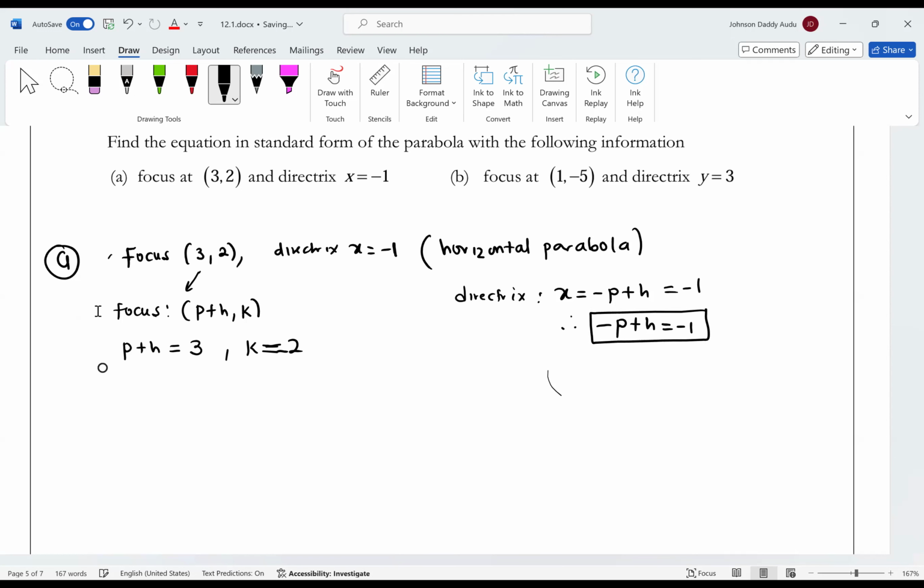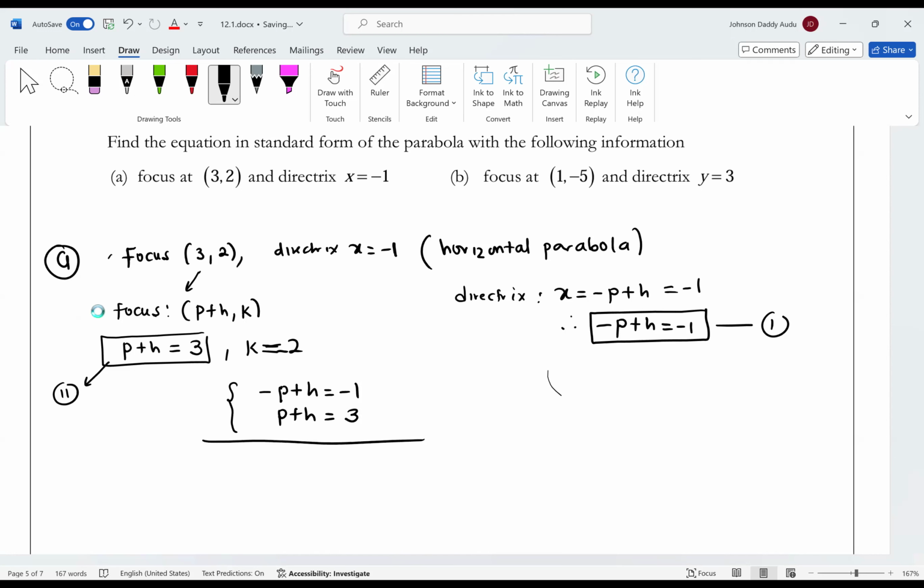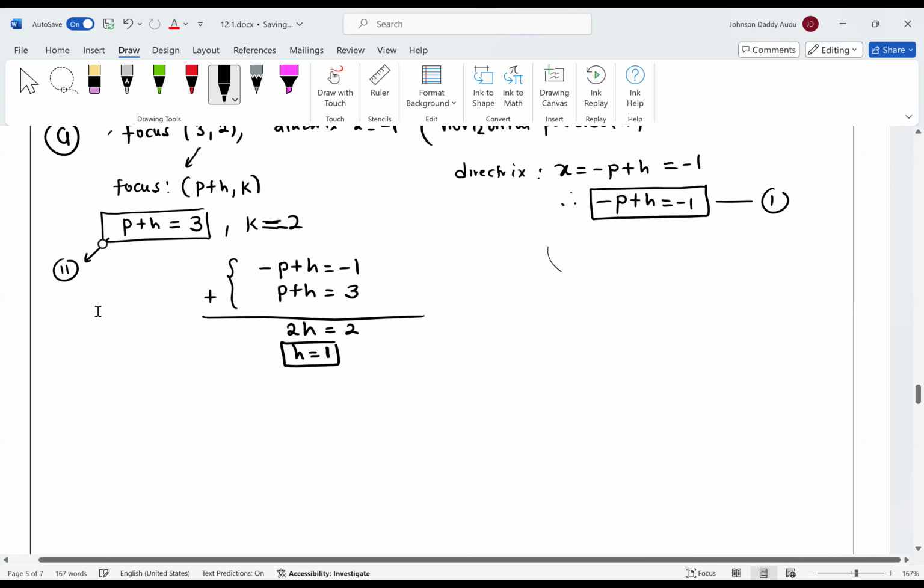So let's call this equation 1, and then you have this one, which is called equation 2. So you're going to have a system of equations: minus p plus h is equal to minus 1, and p plus h is equal to 3. If you add these two equations, you will have 2h is equal to 2, and that means that h is equal to 1.